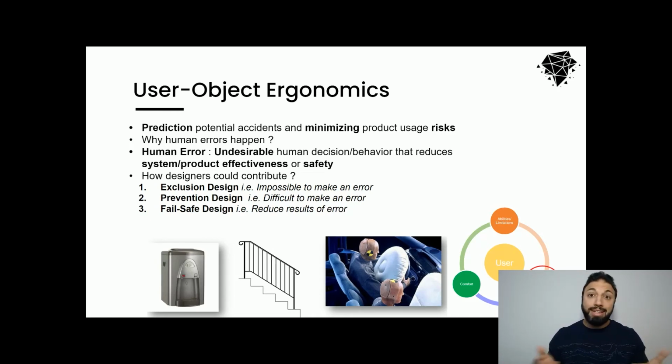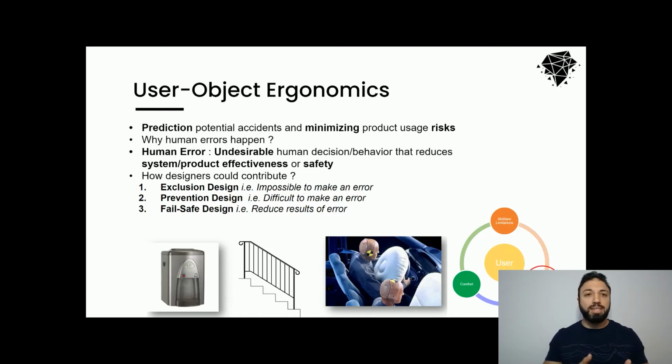Again, you could completely eliminate it. If you can, definitely do. Or if not, in this case, you could minimize the risk. And here, there are three very simple examples, and principles as well. One is exclusion design, one is prevention design, and one is fail-safe design.